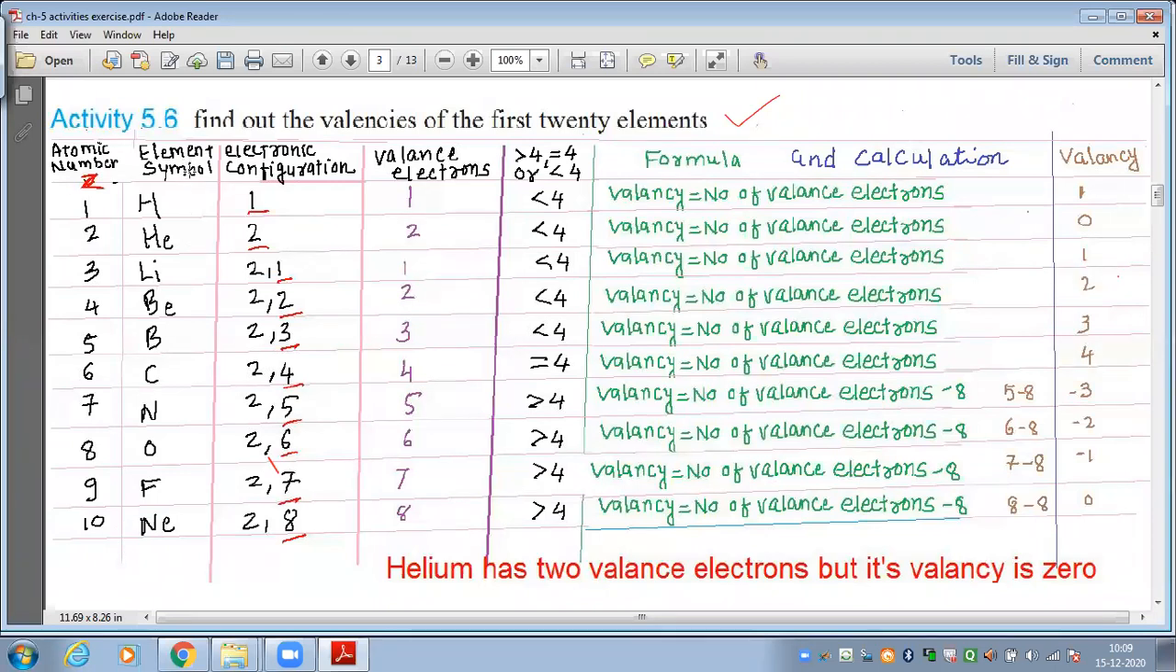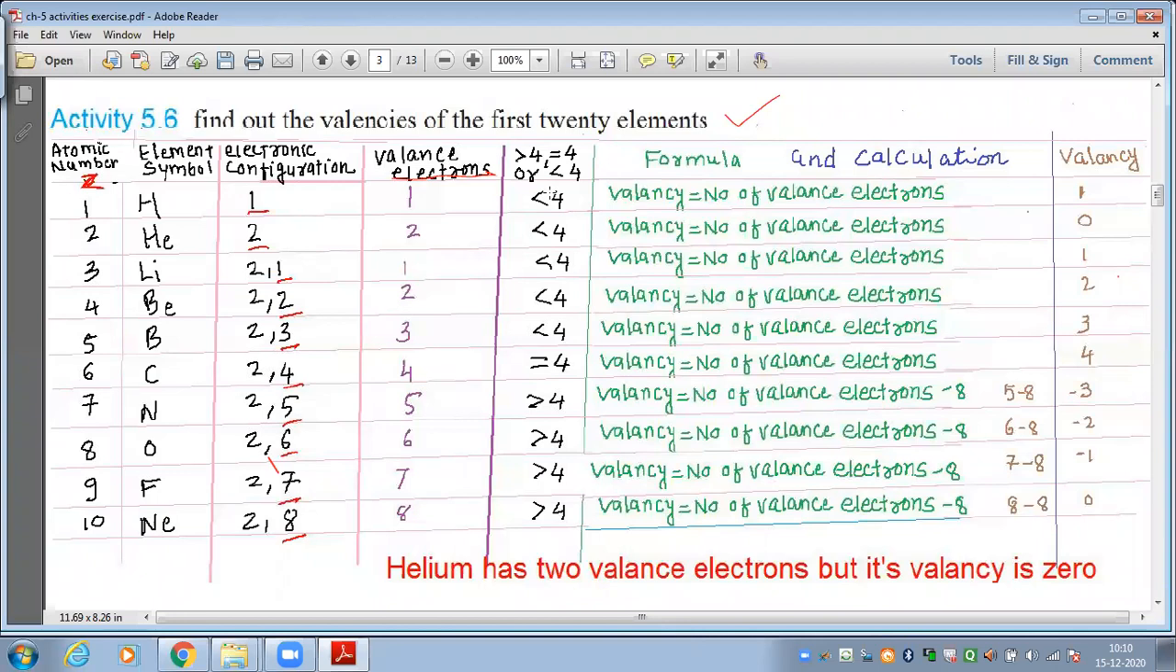The names or symbols of the elements: hydrogen, helium, lithium, beryllium, boron, carbon, nitrogen, oxygen, fluorine, and neon. Their electronic configurations are 1, 2, 2 1, 2 2, 2 3, 2 4, 2 5, 2 6, 2 7, 2 8. For each electronic configuration, I have underlined the valence electrons with the red pen. You can see now the valence electrons are here. In the case of hydrogen, it is 1, helium 2, lithium 1, beryllium 2, boron 3, carbon 4, nitrogen 5, oxygen 6, fluorine 7, and neon 8.